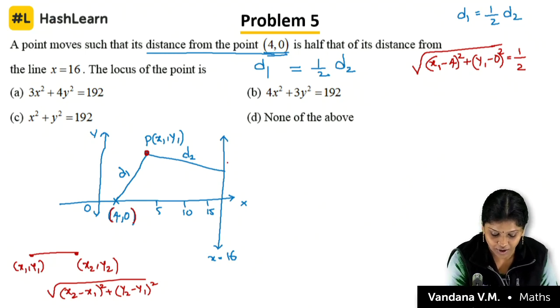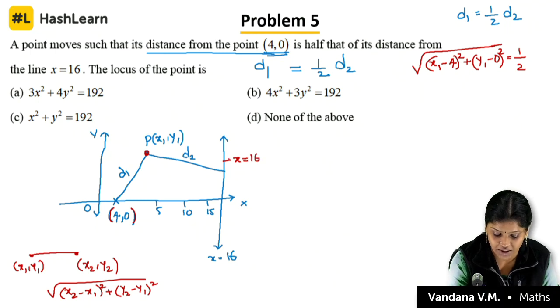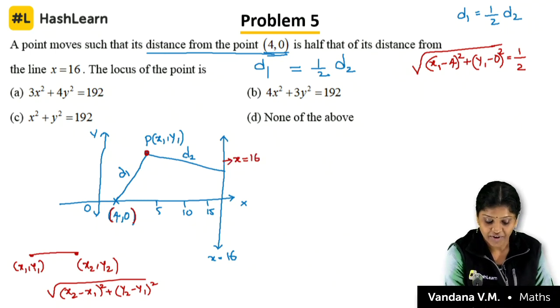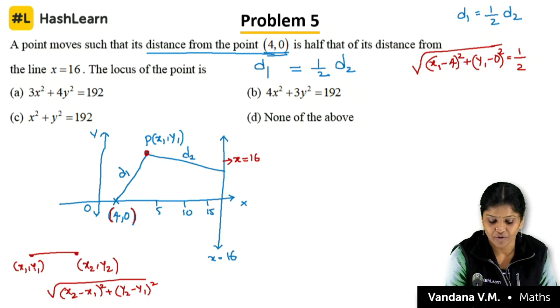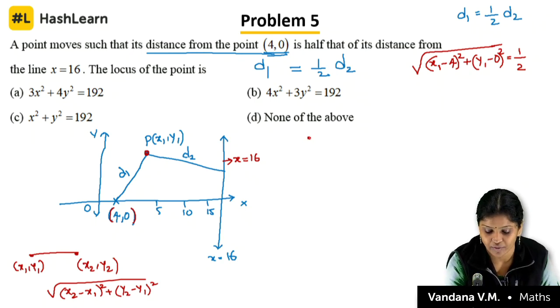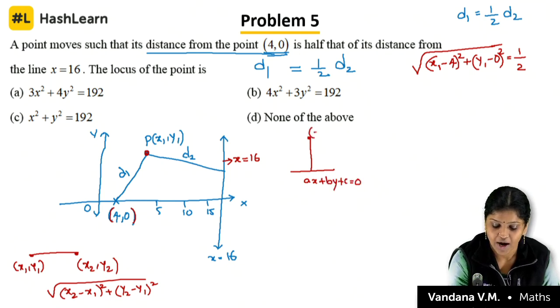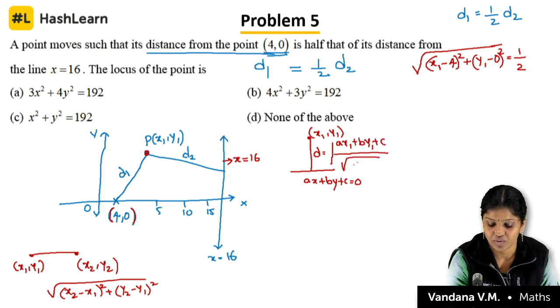What is d2, children? This is the line. It is not a point. X is equal to 16 is the line. From the point to the line, how will you find out the distance? I told you already. If there is a point and there is a line, ax plus by plus c is equal to 0 and the point is x1, y1. The formula is modulus of ax1 plus by1 plus c divided by root of a square plus b square.